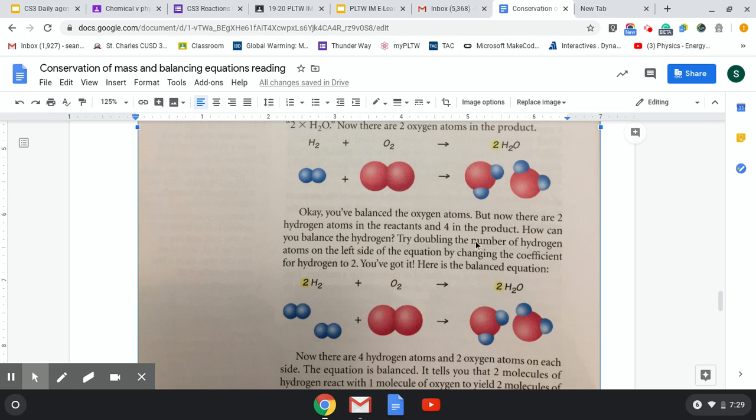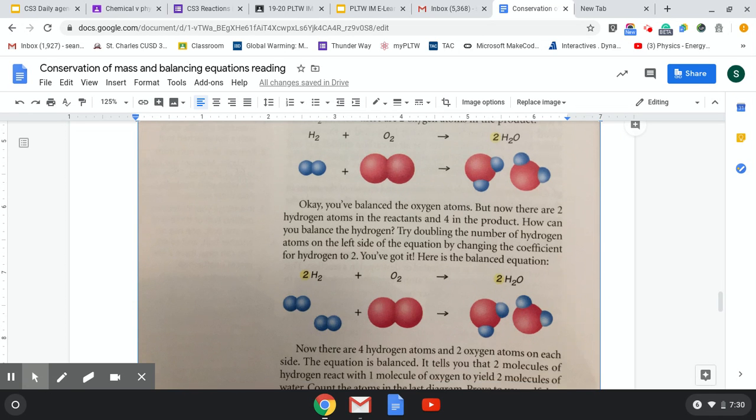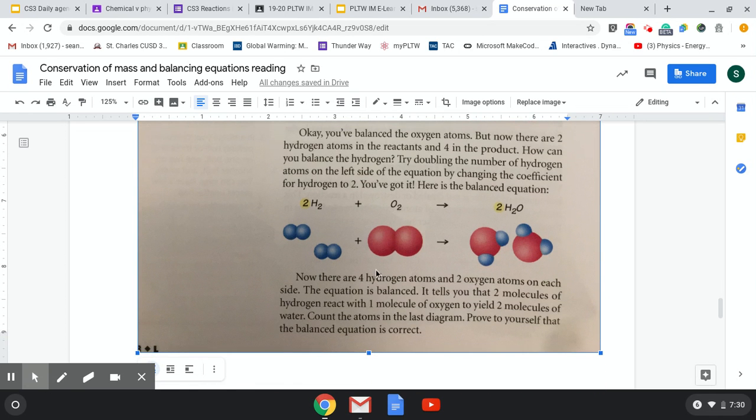Well, let's try doubling the number of hydrogen atoms on the left side of the equation by changing the coefficient for hydrogen to 2. So that's totally fine. We can totally add a coefficient of 2 here and make something else unbalanced that was balanced, and then we can go ahead and rebalance it on this side. It's a lot like your math class when you're dealing with algebra, trying to do some algebraic equations. You can change both sides.